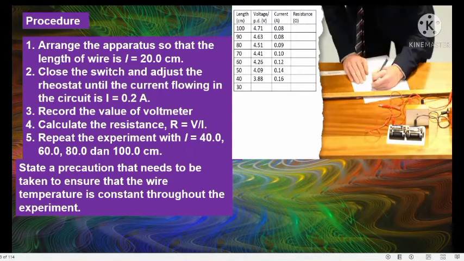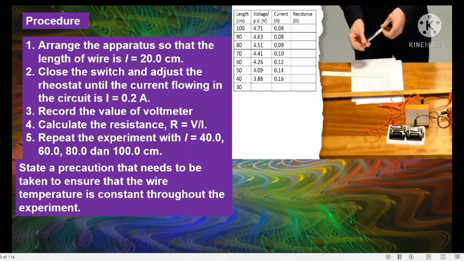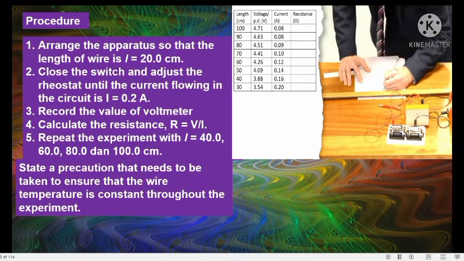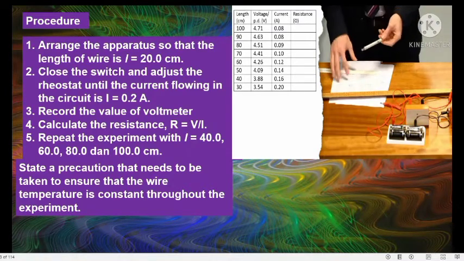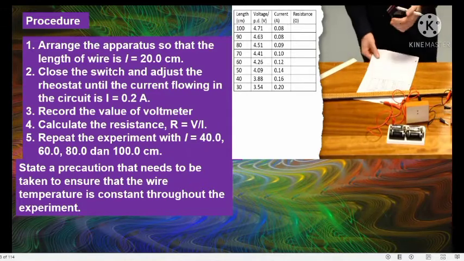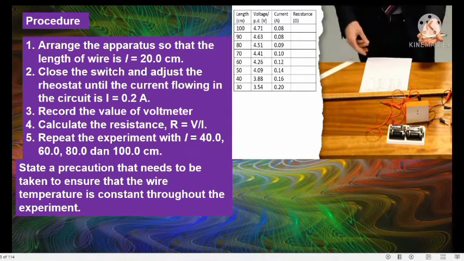We just move the crocodile clip to clamp to the required length. You can record the reading of voltmeter and ammeter. So if you have rheostat, you can adjust rheostat to keep the current constant. If not, you just can record reading of the ammeter and voltmeter at the same time. So you also can get the readings.